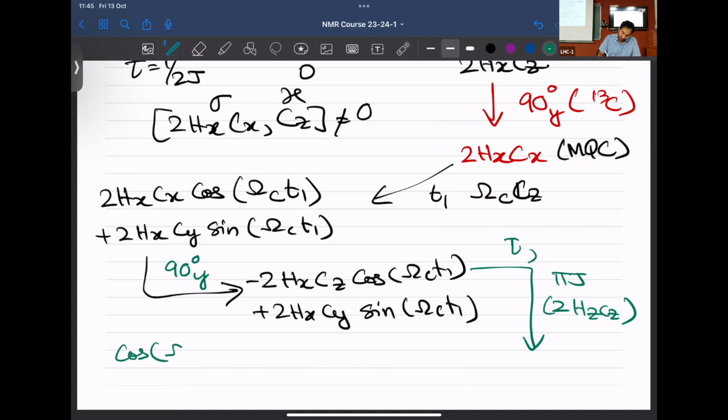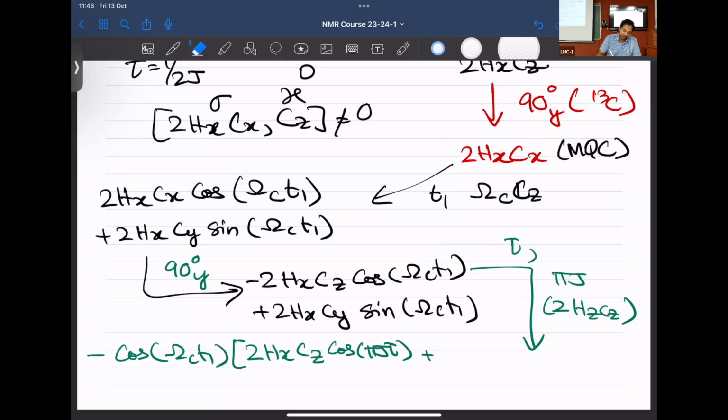So what is going to happen? I'm going to take cos ωC t1 out with a minus sign. You're going to have 2HxCz cos πJτ plus Hy sin πJτ, because the 2 will get cancelled with the Cz squared. That is the only term that will exist, correct?